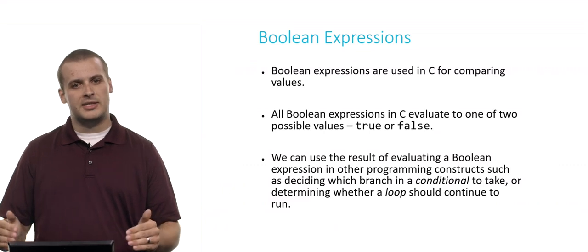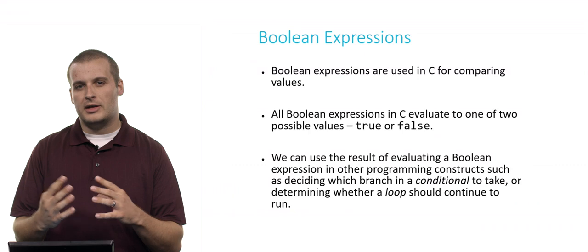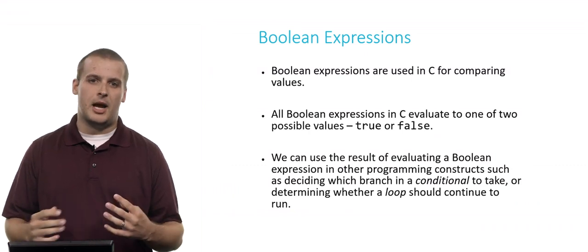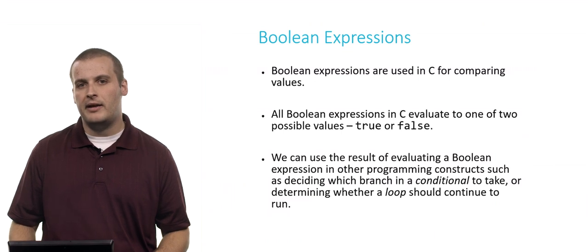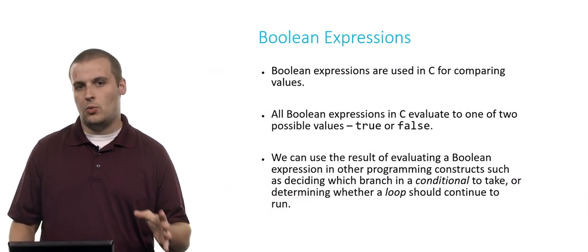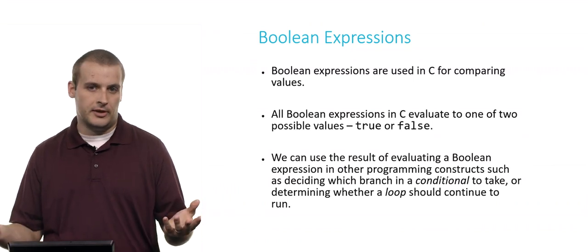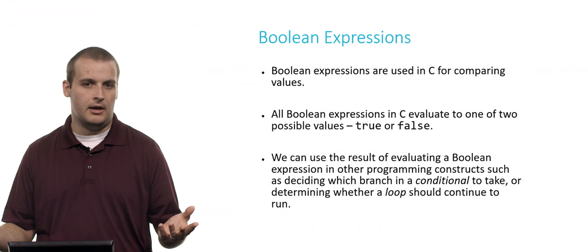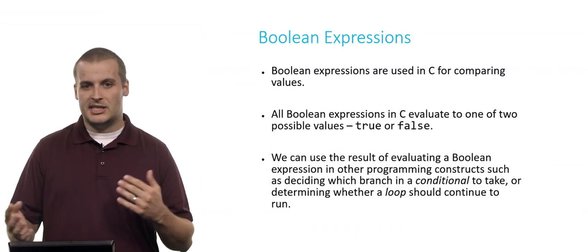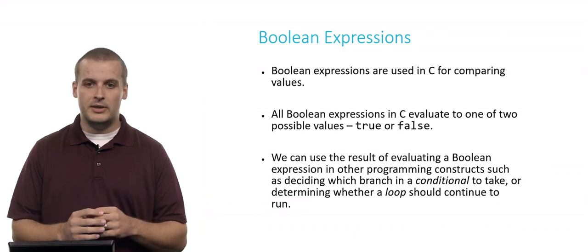So let's switch gears for a second and talk about Boolean expressions, all of which also fall into the overall category of operators. But Boolean expressions, unlike arithmetic operators, are used for comparing values. All Boolean expressions in C evaluate to one of two possible values, recall, true or false. That's the only two values that a Boolean variable can take on. We can use the results of a Boolean expression in a lot of ways in programming. In fact, you'll be doing this quite a lot.